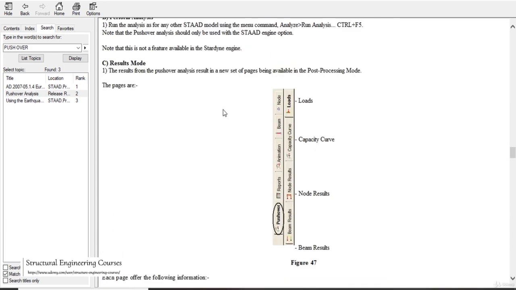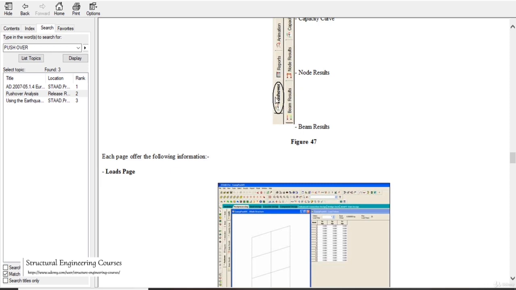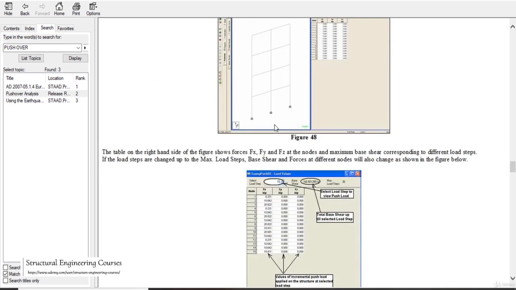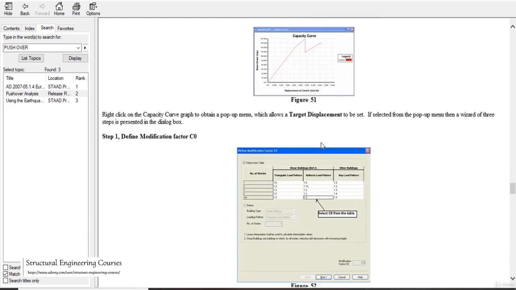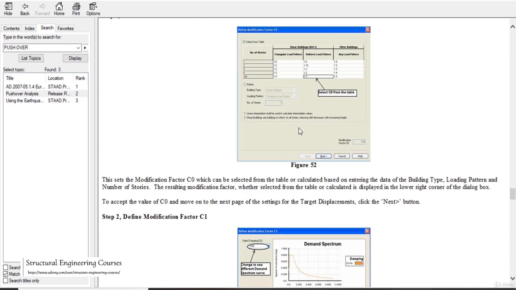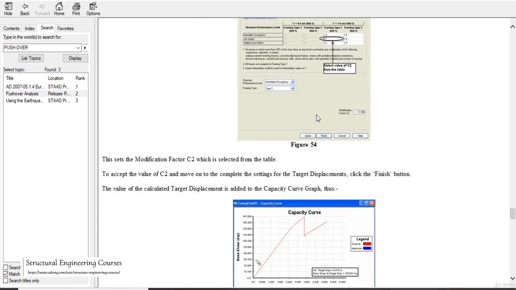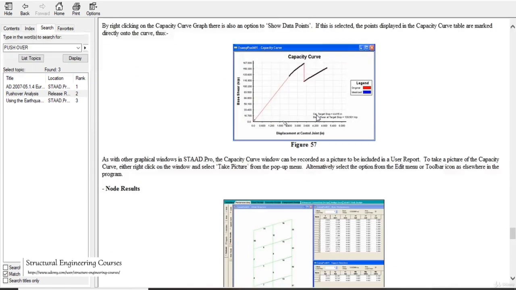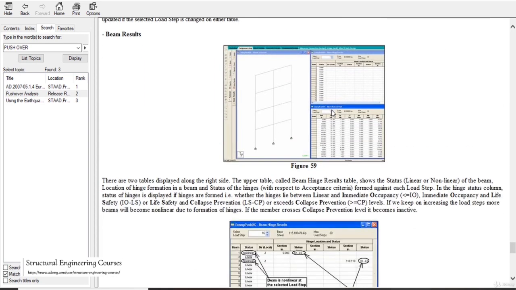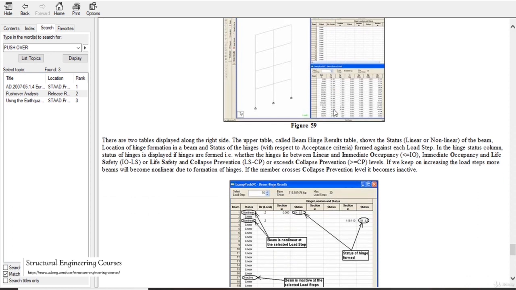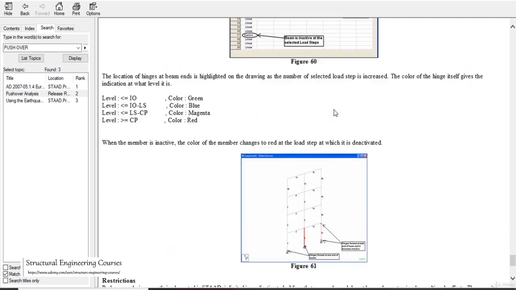And then after that, under the results mode, there is a separate mode called pushover mode. Under the pushover mode, you can see that there is a capacity curve here. We shall again see in the next lecture how we can refer to the modification factors C1, C2 and C3, and how we can show the data points in your curve. And then we can also see the beam results, that is in which beam, at what deflection, the hinges are forming.